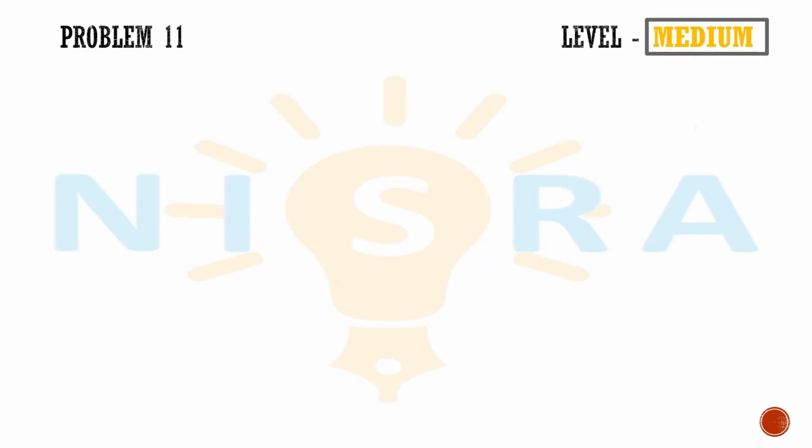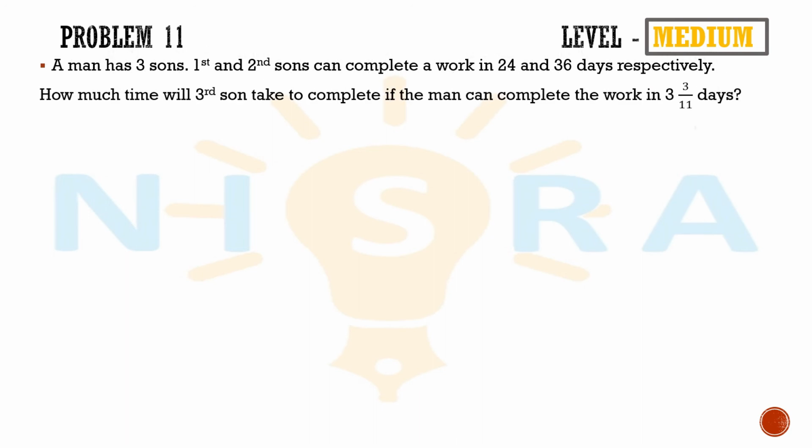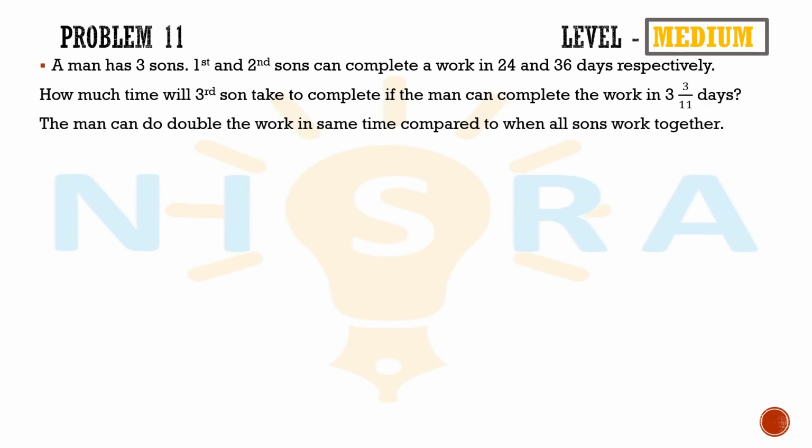Now we look into problem 11. A man has 3 sons. First and second sons can complete a work in 24 and 36 days, respectively. How much time will third son take to complete if the man can complete the work in 3 by 11 days? The man can do double the work in the same time compared to when all the sons work together.